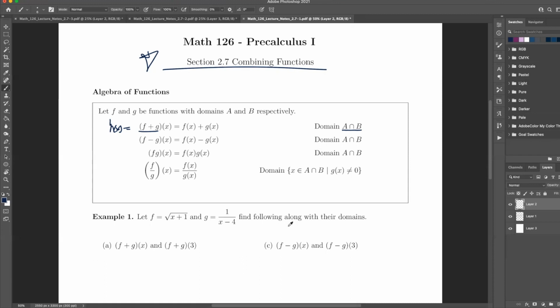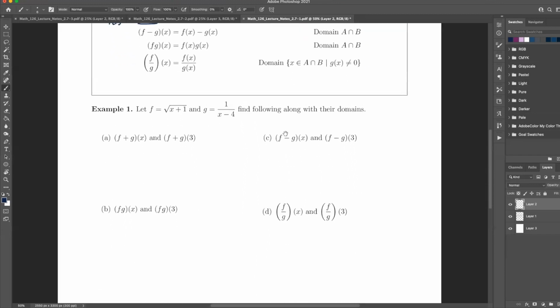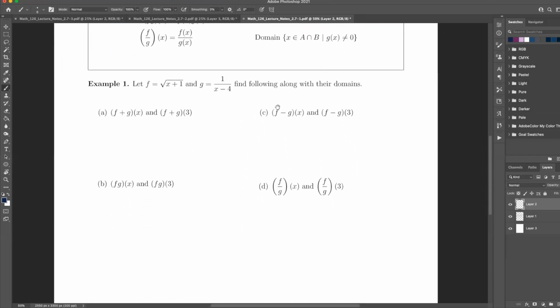So let's do this. We're going to take these two and find what the function is, along with all of their domains. If I was just going to compute this, f plus g of x is equal to the function f of x, which is just the square root of x plus 1, plus 1 over x minus 4. I will handle the domains all at the end.